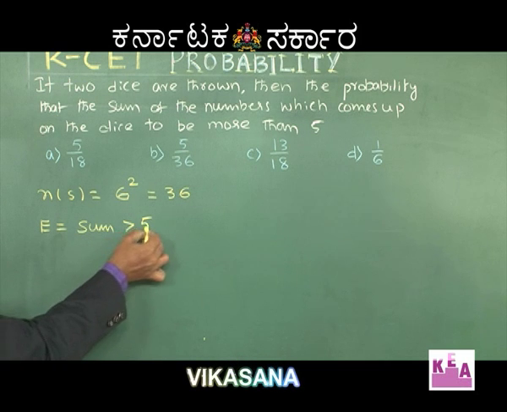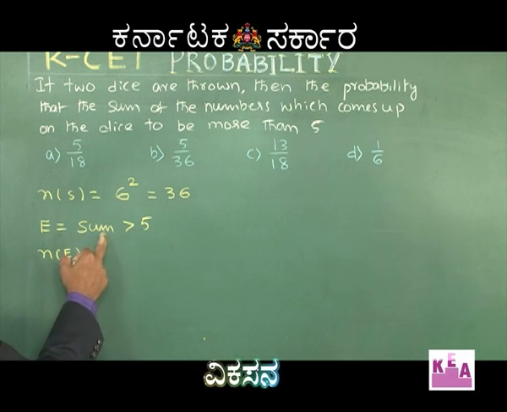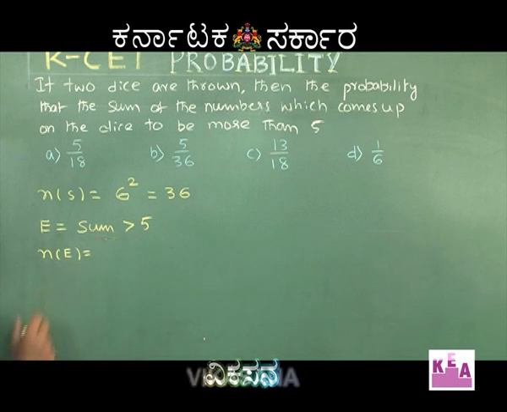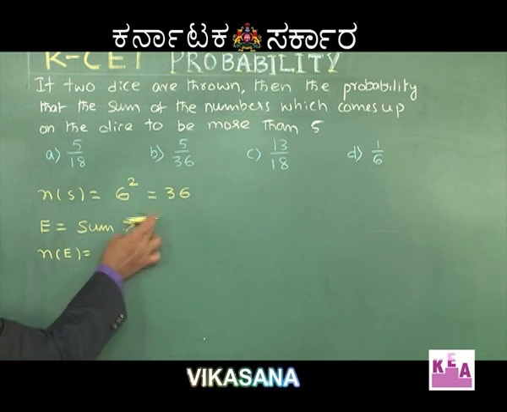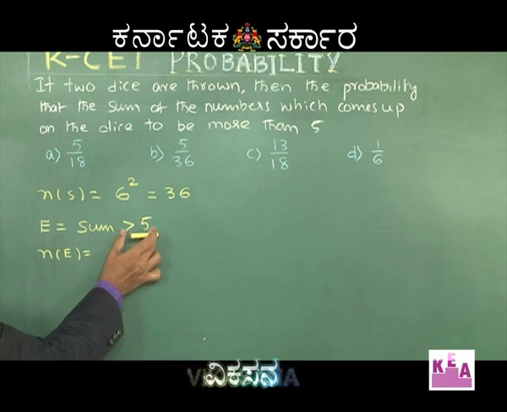To get the favorable cases for this event, the total number of favorable cases to get sum of 2 dice dots greater than 5, for this we have one shortcut technique to find how many cases are favorable to get sum as greater than 5.